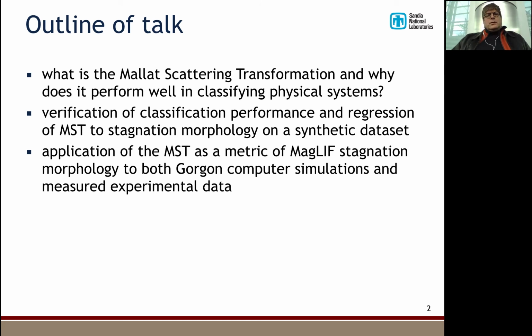I'm going to start by telling you what the Mallat Scattering Transformation is and why it performs so well in classifying physical systems. Then I'm going to show you the verification of the methodology on classification performance on some synthetic stagnation images, and then show you how it's actually been used to quantify differences between real experimental images and Gorgon simulations.